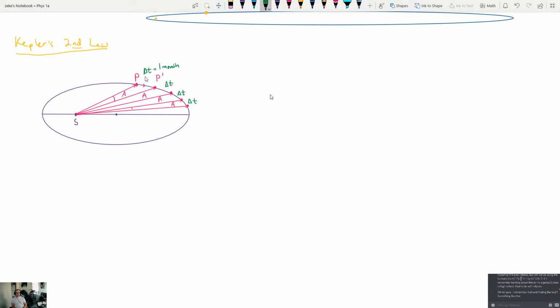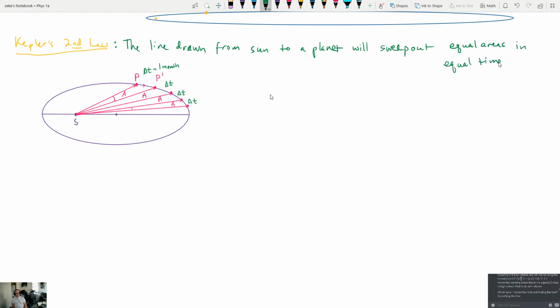So same time. Kepler's second law basically says this. It says that the line drawn from the sun to a planet will sweep out equal areas in equal times. Equal areas in equal times.